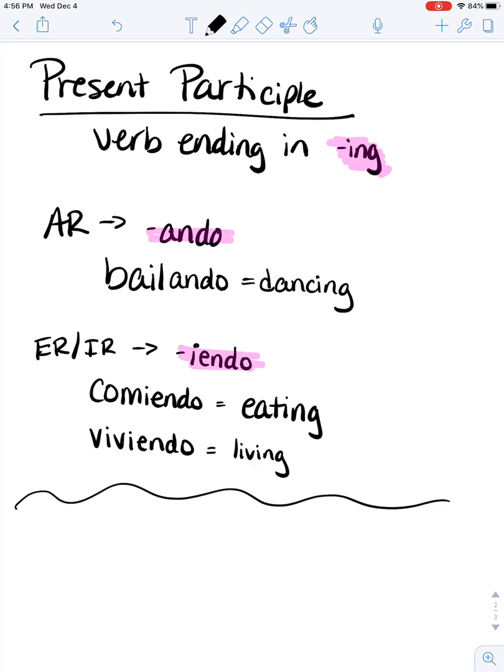Just as a recap, the AR verbs end with ando as a present participle. That ando is going to be the same as the ing in English. All right, so for bailar, we have bailando, which means dancing with an ing ending. The same for ER and IR verbs. Their ending is iendo. Again, it means ing. So comiendo means eating. Viviendo means living.